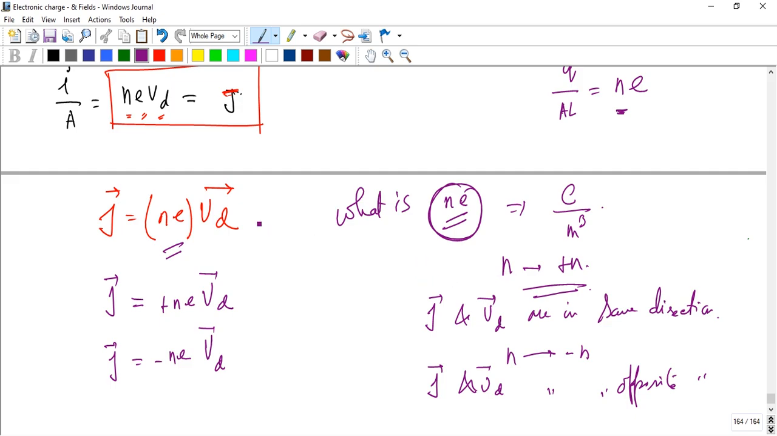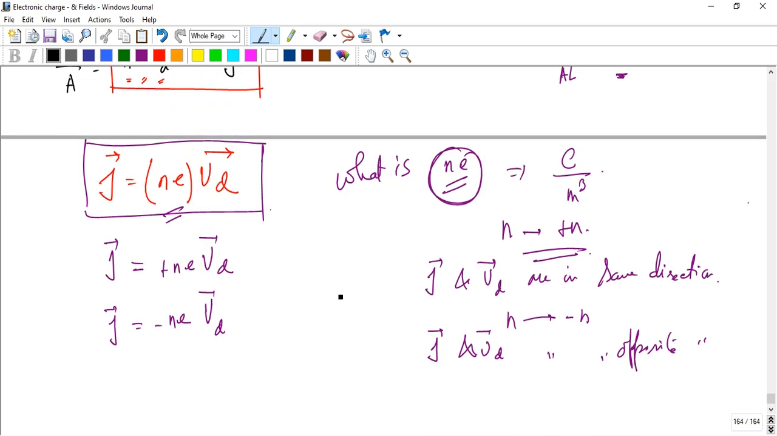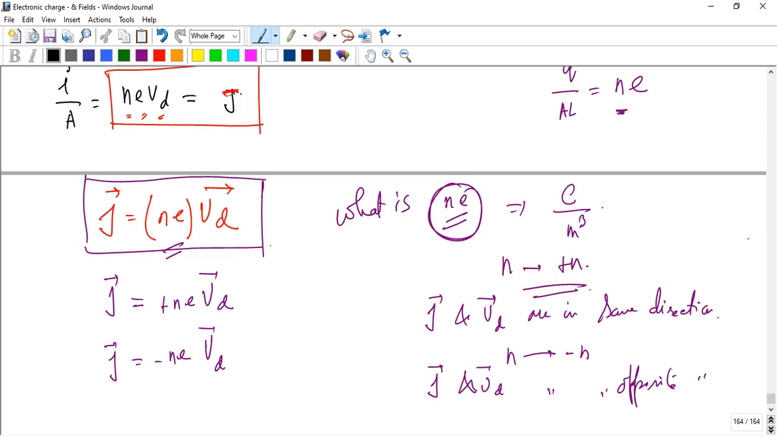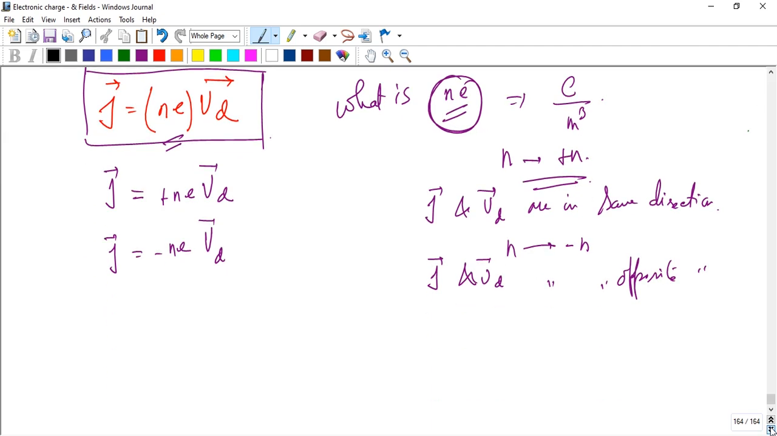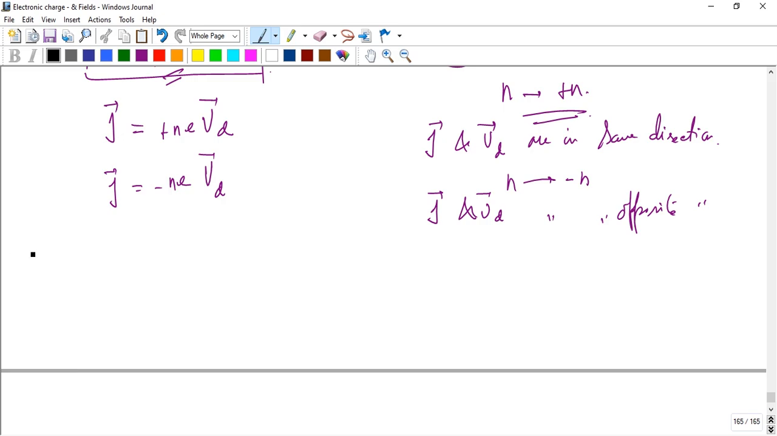That's how we get the J and Vd expression. That's very important, and we know that current density is a vector quantity. Clear? That is the concept of current density and the relation of the new expression. Now we derive Ohm's law from here.